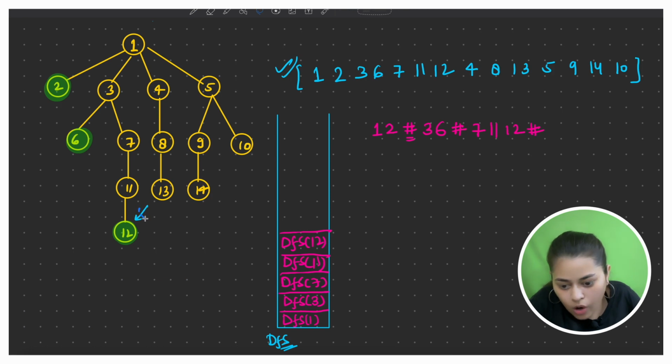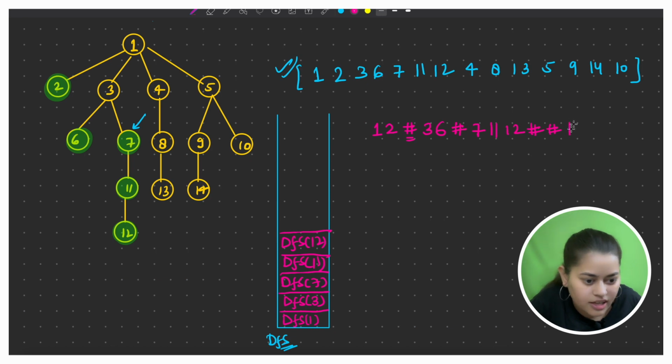Perfect. Okay, the call for 12 was made from 11, so we'll go back to 11. Is there any other child for 11 to explore? No. That means for 11 the processing has been completed. So we'll again append hash, right? And it will be popped, because the processing has been completed. So let's come back to 7. Is there any other child for 7 to be explored? No, there is no other child. For 7 also the processing has been completed. So when we are going back, there will be a pop from this stack, right? So now 7 will be popped.